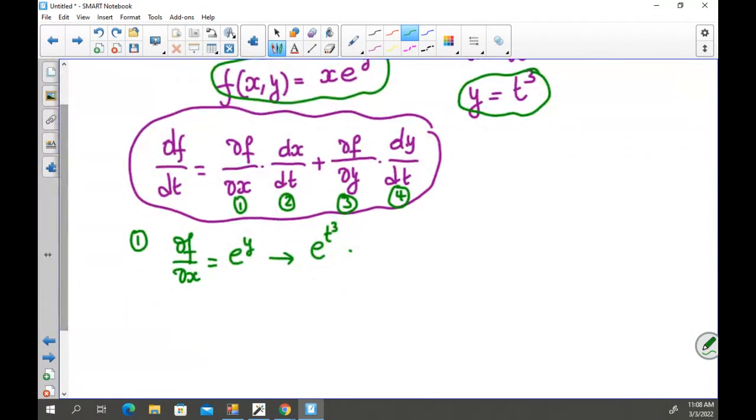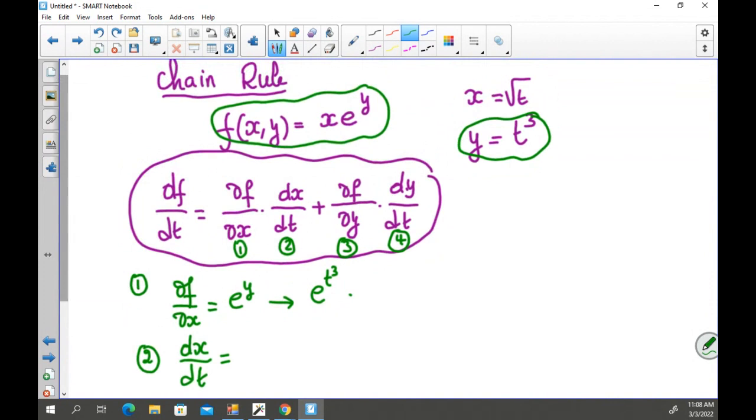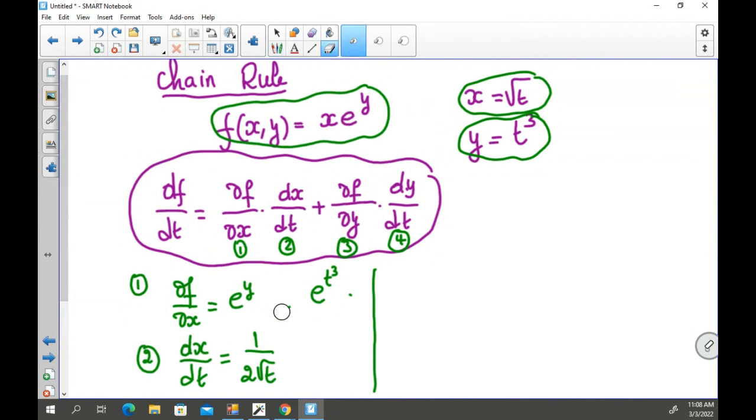Number 2. dx over dt. Look at x, the square root of t. What is its derivative with respect to t? 1 over 2 square root of t. This is a very famous rule from calculus 1 or even before calculus 1. You may have known this before. Okay, so that's okay. Right, let me just replace this arrow by what?